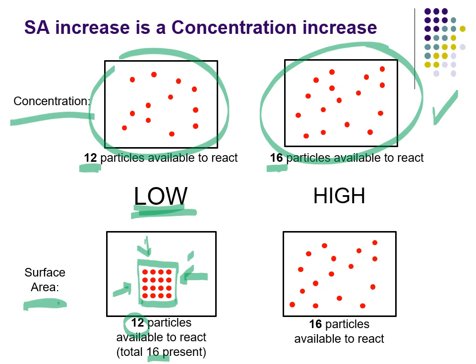When you increase the surface area, so you spread the particles out, it's essentially the same thing as increasing the concentration as well, because now instead of just having 12 particles that are available to react with other particles coming from the outside, you now have 16 particles that are available to react. So on a particle scale, concentration and surface area are essentially the same factor.